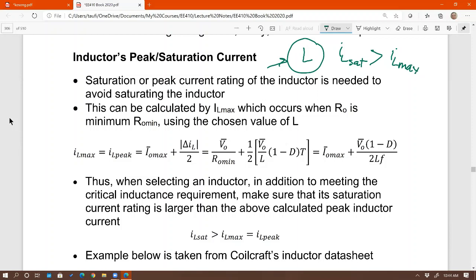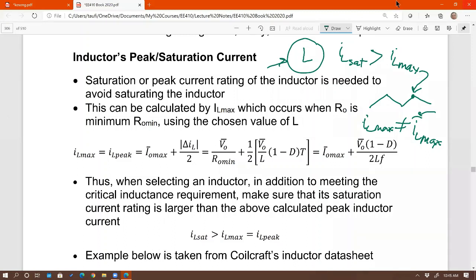This is no longer average value, okay? This is instantaneous value. That's the IL max I'm talking about. So IL max is not equal to IL average. IL average is just the average. This one is the actual peak value. Any question on that one?